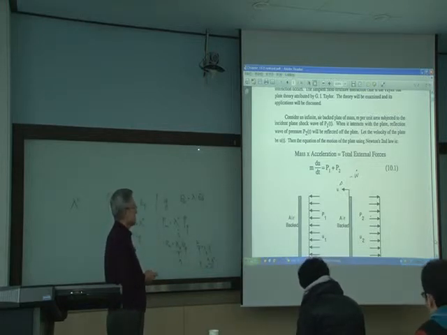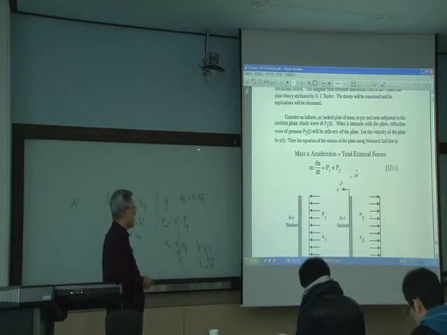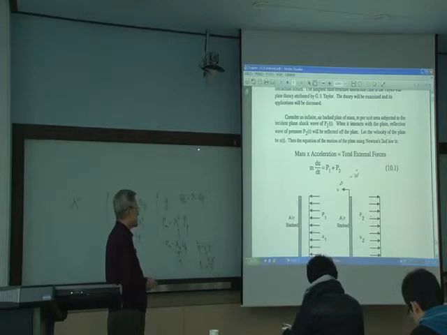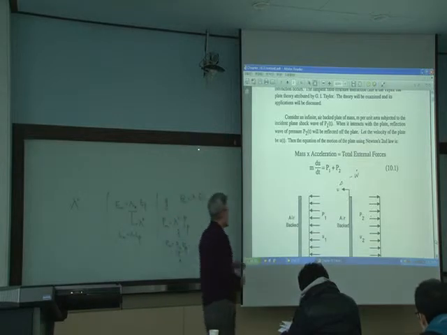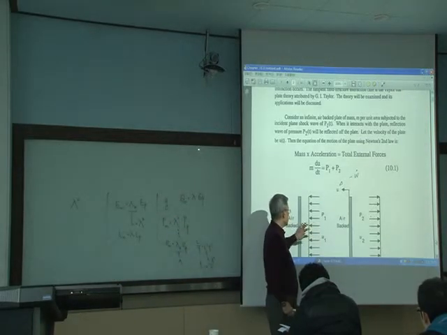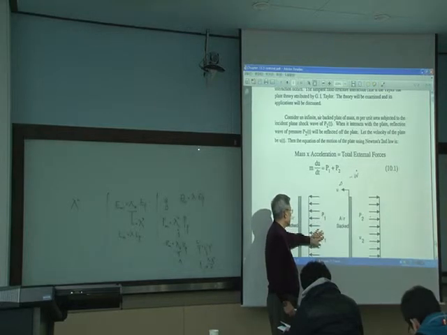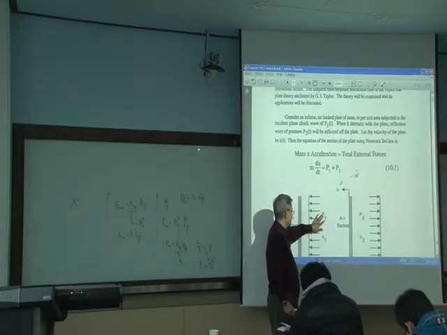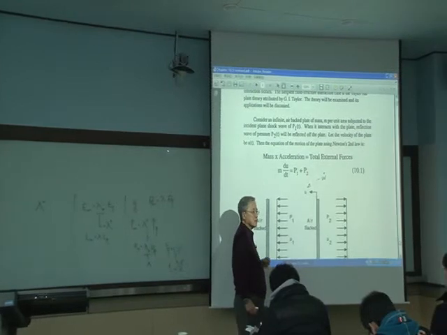Okay, here we start with Newton's second law. Mass times acceleration is the total external force. This is air, this is water, and this is a two-picture. This is one picture: an infinite plate subjected to the incident plane shock wave, P1 and U1. P1 is the pressure, and U1 is the fluid particle velocity behind the shock wave.